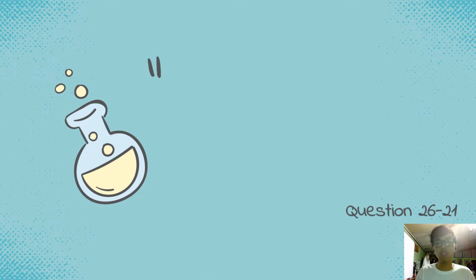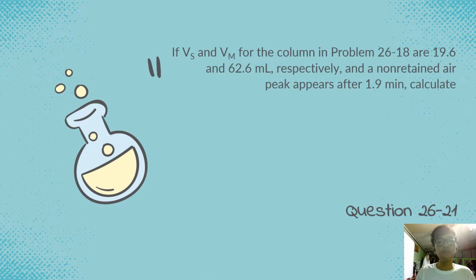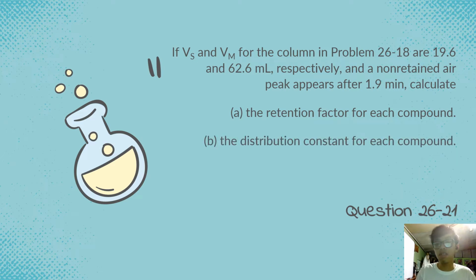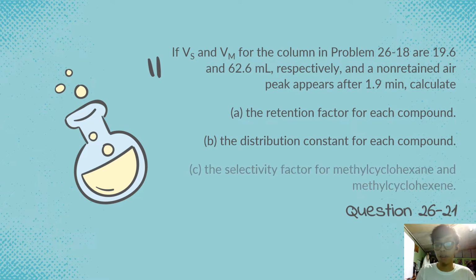Question 26-21 reads, if Vs and Vm for the column in problem 26-18 are 19.6 and 62.6 ml respectively, and a non-retained air peak appears after 1.9 minutes, calculate A. the retention factor for each compound, B. the distribution constant for each compound, and C. the selectivity factor for methylcyclohexane and methylcyclohexene.